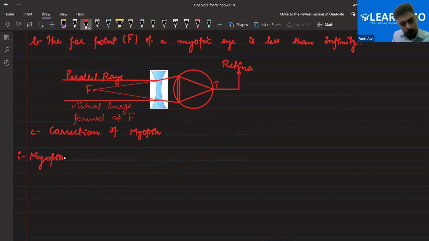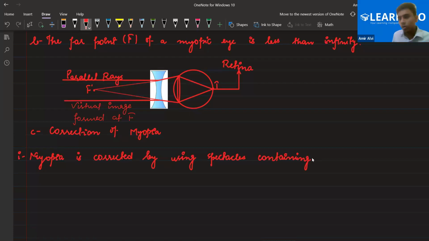Myopia is corrected by using spectacles containing concave lenses.